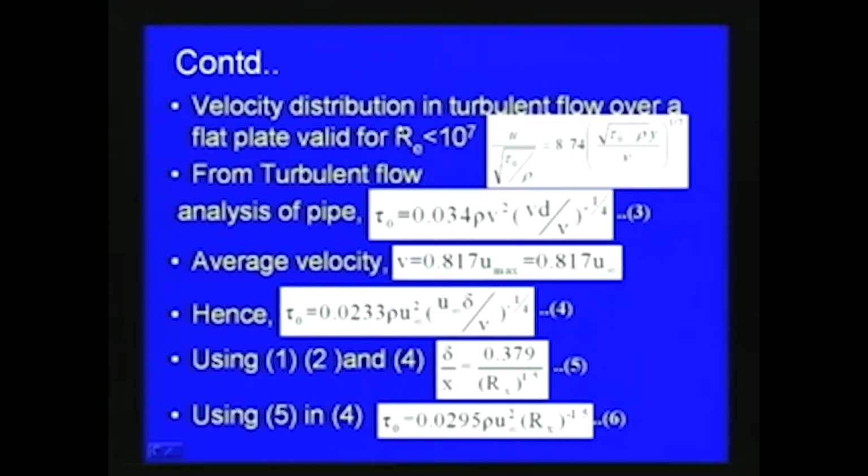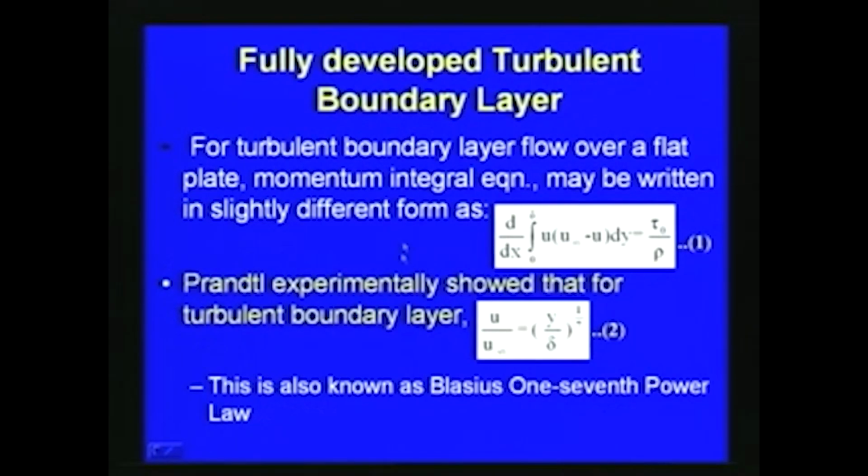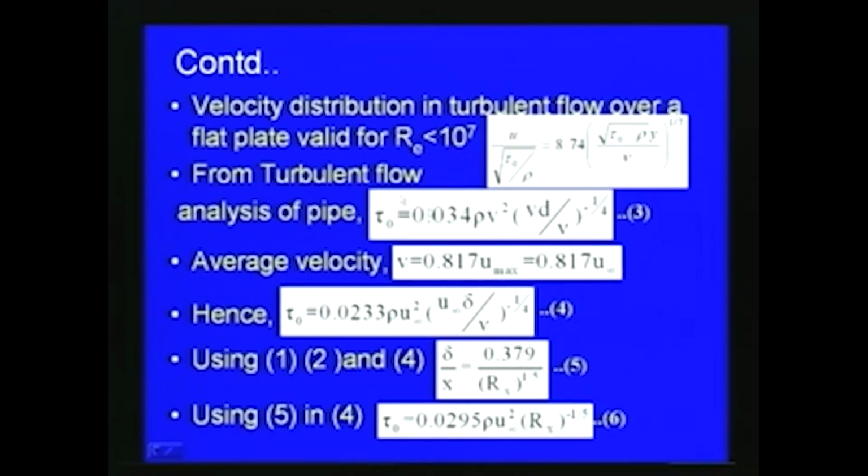And then also for the velocity distribution in turbulent flow over a flat plate, when the Reynolds number is less than 10 to the power 7, it has been shown through experiments that u/√(τ0/ρ) is equal to 8.74 times (√(τ0/ρ) y/ν) to the power 1/7.